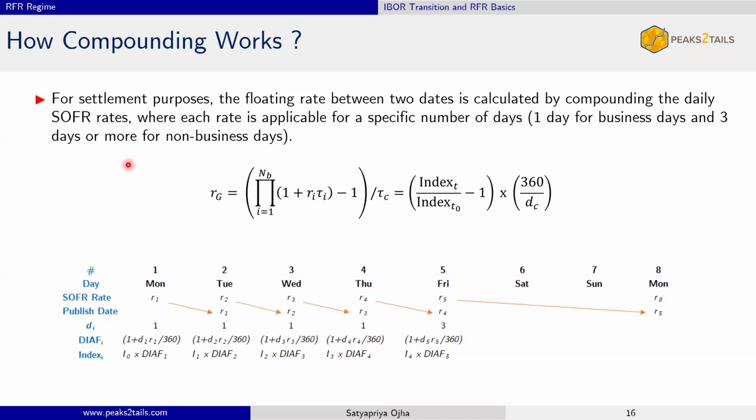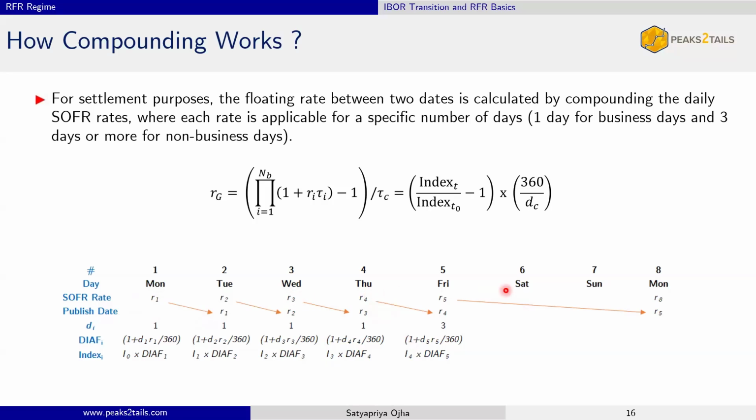The floating rate. So let me actually walk you through a little bit more on this topic, and then you'll be able to understand. From a settlement perspective, as we discussed, how do we calculate the floating coupon? I said that we have to compound the daily published SOFR rates and then calculate the floating rate that way. So this is a simple example. I'll show you the actual working example in Excel.